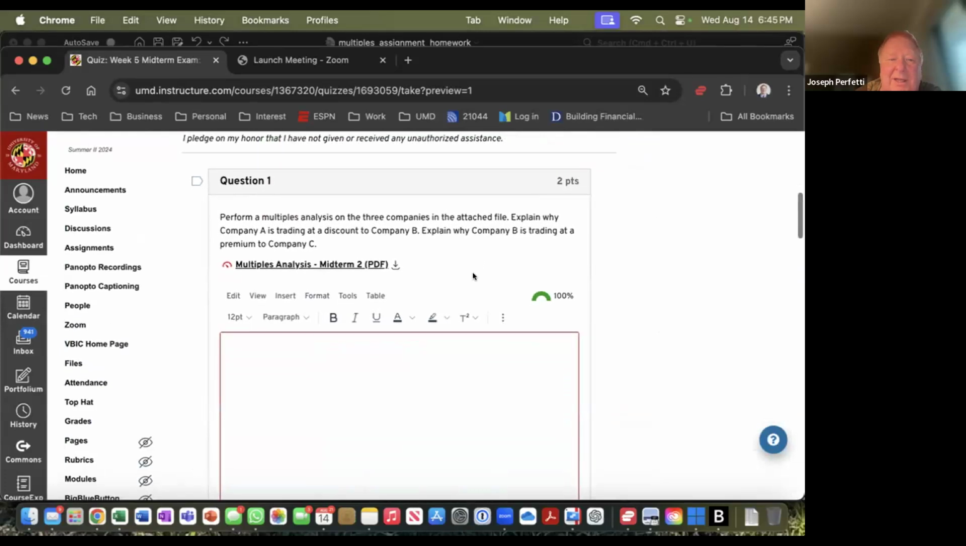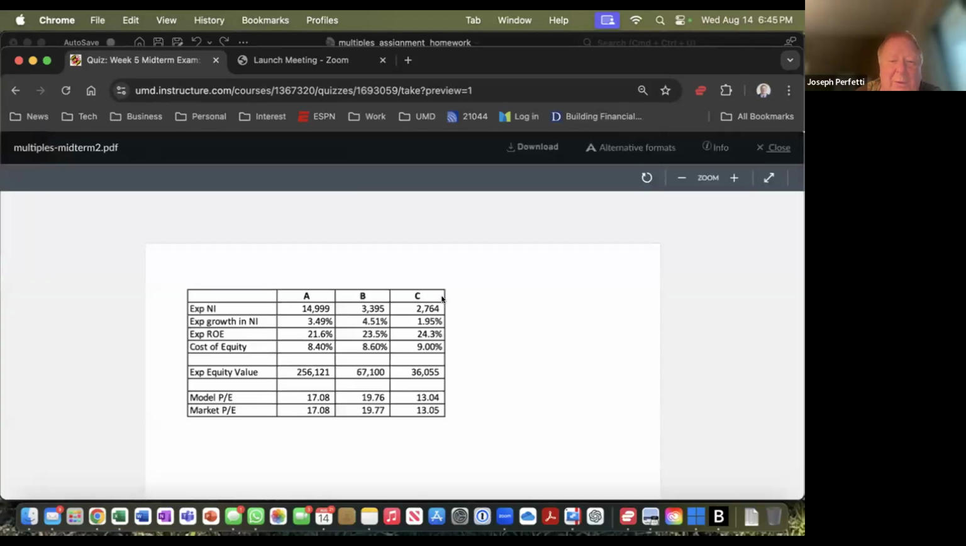In terms of part two, basically, you had to explain the premiums or discounts, similar to what we just did for A, B, and C. And the key here is, between A and B, why is A trading at a discount to B? Well, the primary reason is the lower growth of 3.5% versus the 4.5% for similar spreads. That's the gist of what you had to say. Why is C trading at a discount to A? It's the lack of growth, 1.95 versus the 3.49, even though they have a slightly higher spread, and also the slightly higher WACC of 9 versus 8.4.